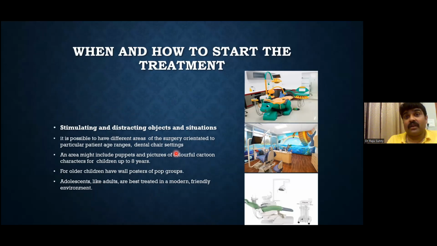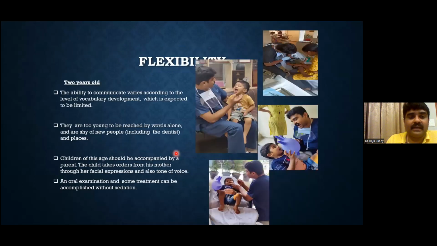Later, if management of deep caries lesions has to be done, then you can think about pulp therapy. Then extraction of the teeth, then space maintenance. So slowly you are introducing painful things, so that by that time the child is very cooperative with you. Then you have stimulating or distracting objects, because you have toys inside your clinic, or more fun-filled things. They distract or stimulate the child so that they easily come to the dental treatment.